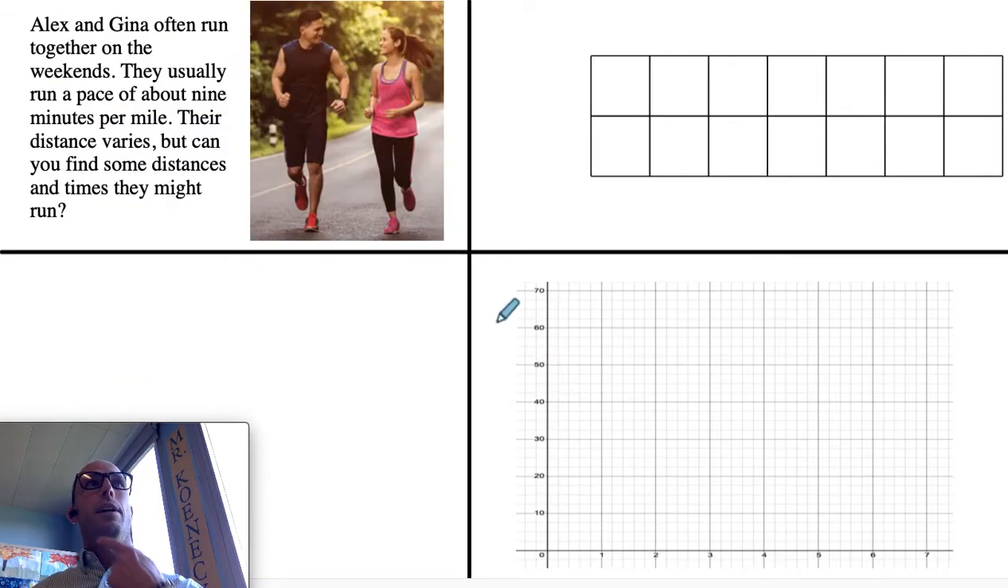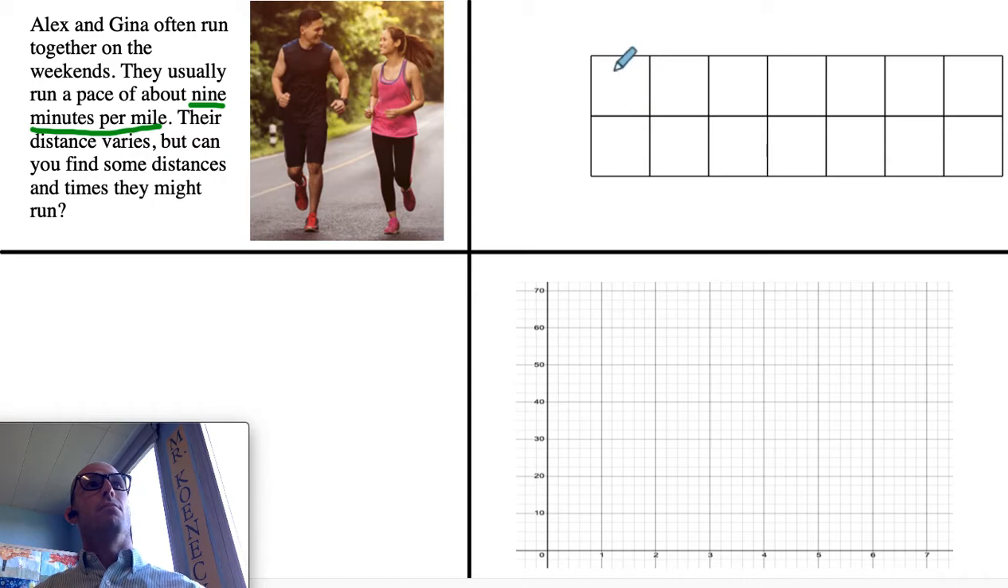So let's do a new problem to give you another sense of what we're talking about here. Here's our scenario. Alex and Gina often run together on the weekends. They usually run a pace of about 9 minutes per mile. I'm just going to underline 9 minutes per mile. And it says their distance varies, but can you find some distances and times they might run? Sure. All right, well, let's start doing this.